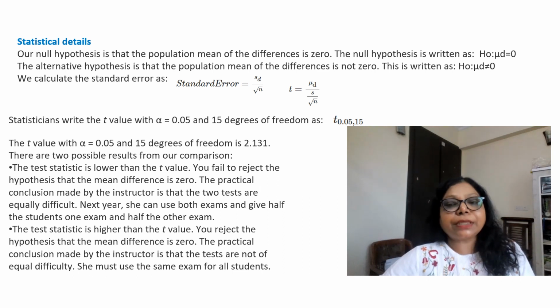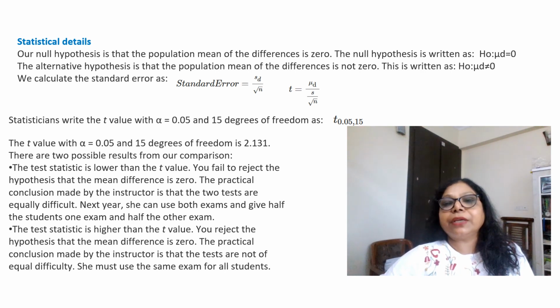Looking at the statistical details, our null hypothesis is that the population mean of the difference is 0. The null hypothesis is written as H0: mu d = 0. And the alternative hypothesis is that the population mean is not 0. This is written as HA: mu d is not equal to 0.